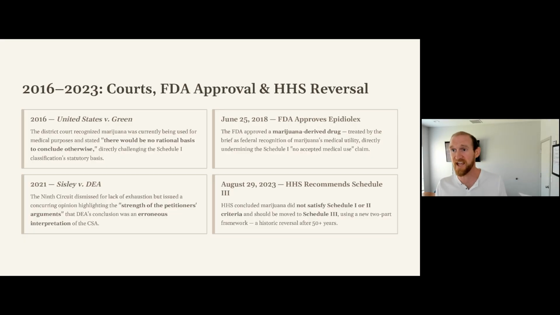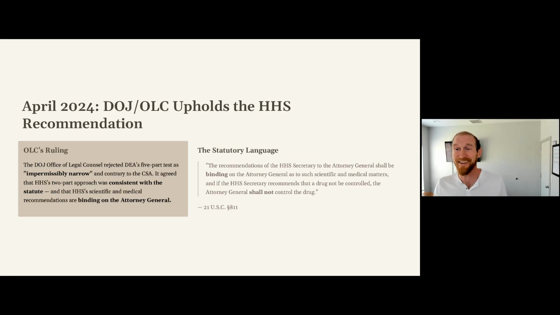Then we've got, of course, the HHS recommendation to reschedule. This is fun, impermissibly narrow. So the DOJ went with their Office of Legal Counsel and reevaluated the DEA's, I think it was 5-part test, right? They were revisiting whether or not cannabis was actually properly scheduled. And the DOJ Office of Legal Counsel found that the 5-part test was impermissibly narrow. They couldn't pass. The cannabis industry couldn't. Cannabis couldn't get off of Schedule 1 based on this 5-part test.